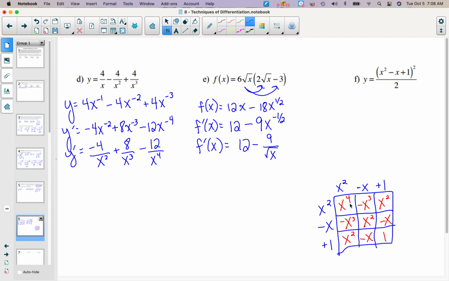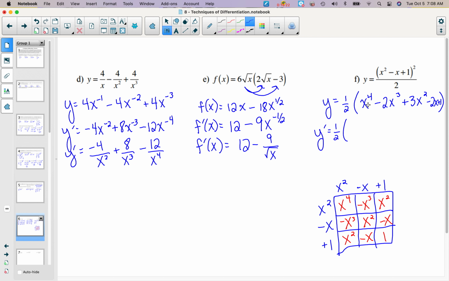So then when I'm done, I can go through and rewrite this. I'm going to pull the 1/2 out front, and I'm going to have x to the 4th minus 2x cubed plus 3x squared minus 2x plus 1. So that's what I would do there. Then you don't have to multiply that through. Remember, this is just a constant. So when I do my derivative, I can just leave the 1/2 there.